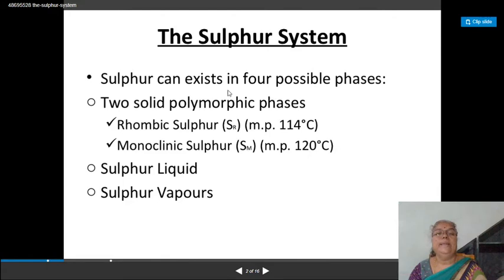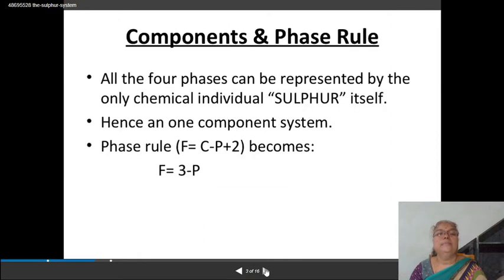Here we will see in detail the sulfur system. The maximum number of phases possible in the sulfur system is 4 phases. The two solid phases are rhombic sulfur and monoclinic sulfur. Then the third phase is liquid sulfur, and the fourth phase is sulfur vapor. All the 4 phases can be represented by only one chemical individual, and that individual is sulfur itself. Hence, it is a one component system, and we can use the phase rule as F equals C minus P plus 2.